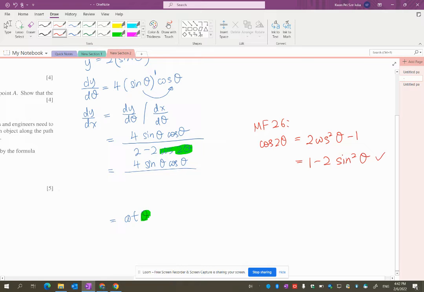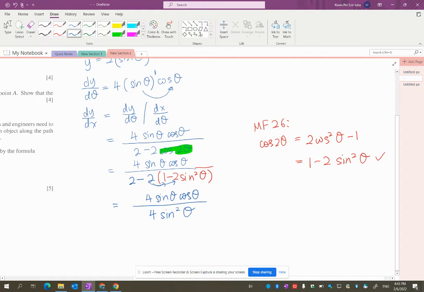The reason is because if I were to use this, I can cancel the 2. Let me show you what I mean by that. So I have 1 minus 2 sine squared theta. So you see that the 2 is being cancelled. 2 minus 2, right? When you expand, you get 2. So 2 minus 2 is cancelled. Then this one will be 4. So immediately you get 4 sine squared theta.